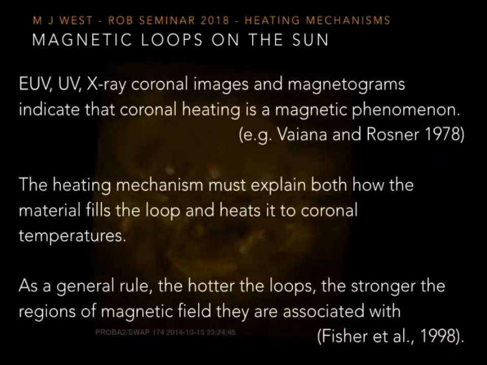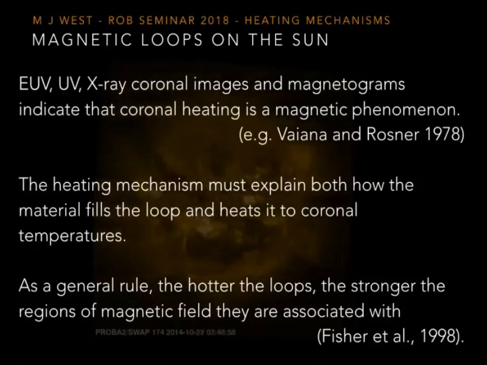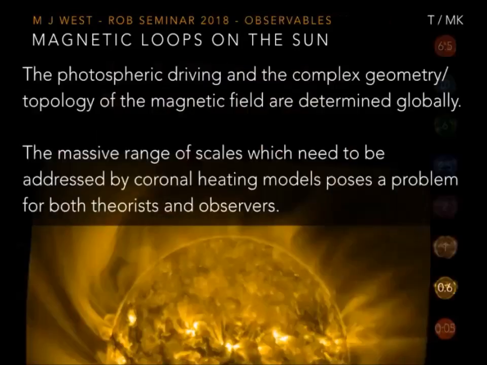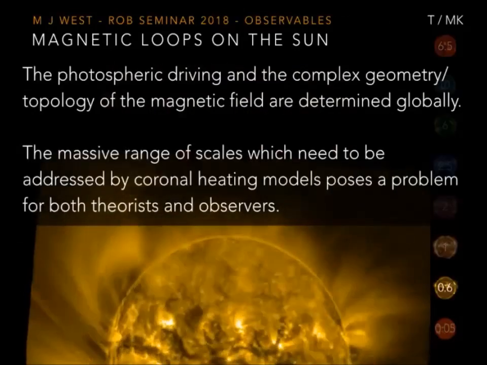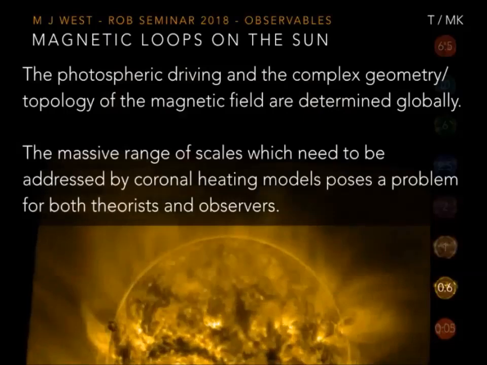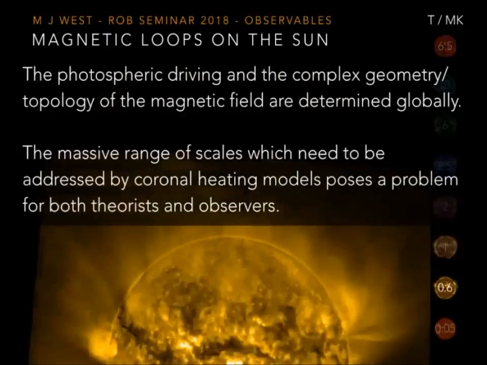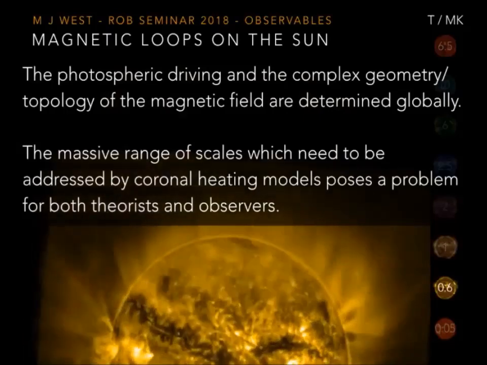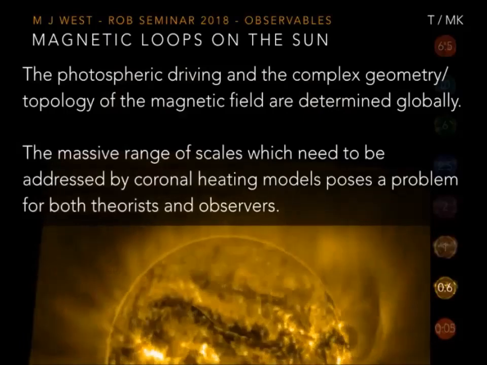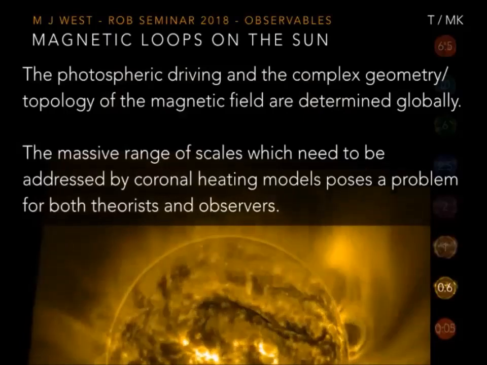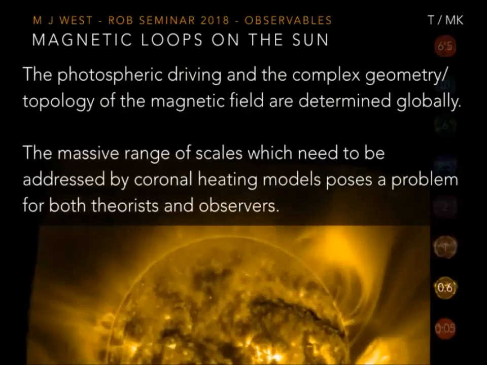And this is just a general cheat sheet rule we have down here. In general, the hotter the loops, the stronger the regions of magnetic field they're associated with. Now, these magnetic loops are emerging from inside the sun. They're generated, we believe, in the tachocline and throughout the convection zone, where they're wound up and pop out throughout, and they vary throughout the solar cycle.